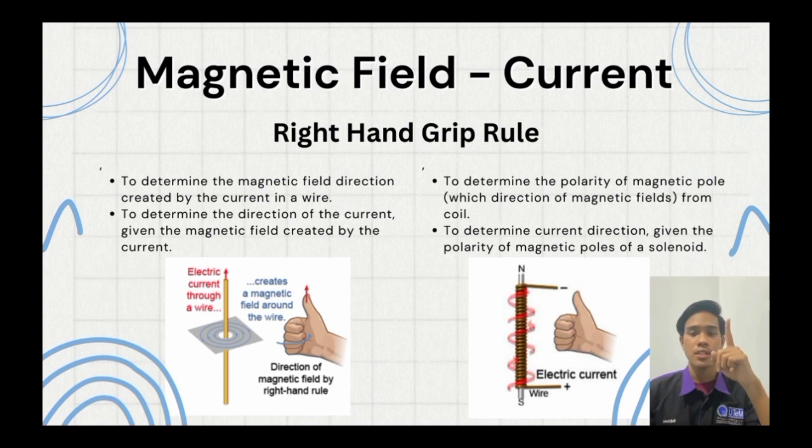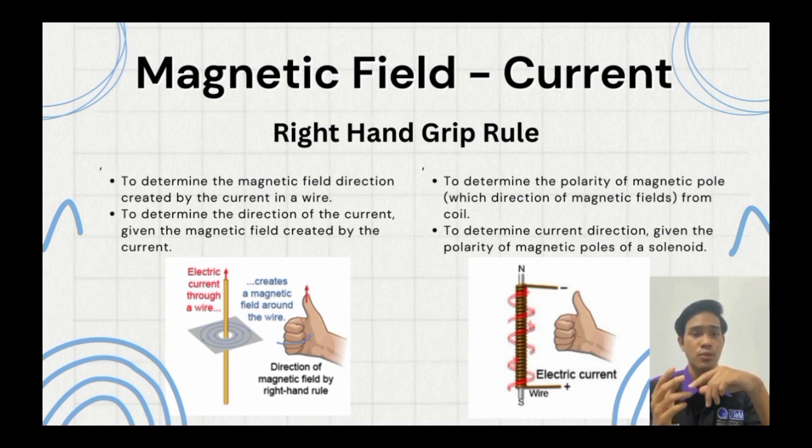Imagine that you have a straight wire and this is your thumb, the right hand grip rule. The thumb will point in the direction of the current, and the curved fingers will show the direction of the magnetic field. So your current will go like this, and the magnetic field direction will go like this.